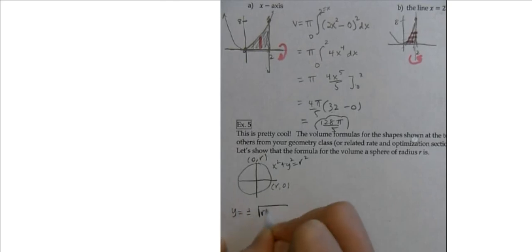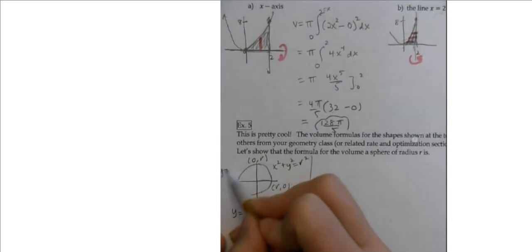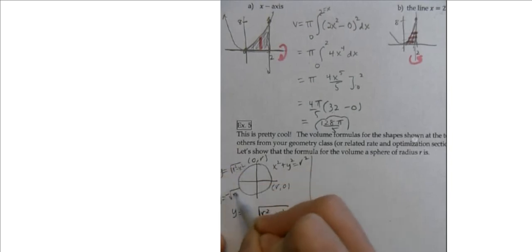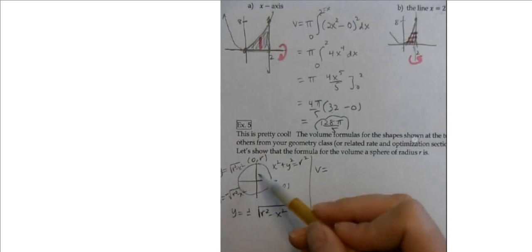If you solve for y, you're going to get plus or minus the square root of r squared minus x squared. Okay, so y, that means this top part is the square root of r squared minus x squared, and the bottom is the opposite of that. Okay, so volume. We can't have all four of these quadrants spinning around because they'll hit each other. So maybe let's look at this top part and have this spin around. So the volume, we're going to have pi.